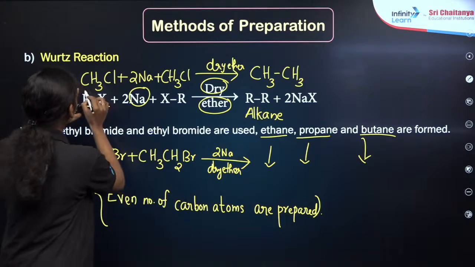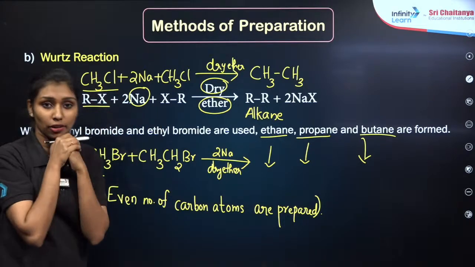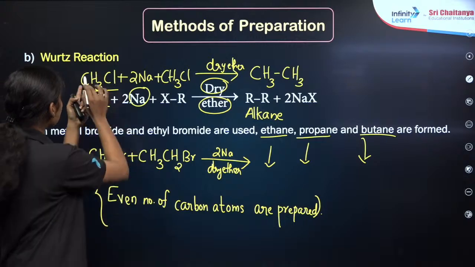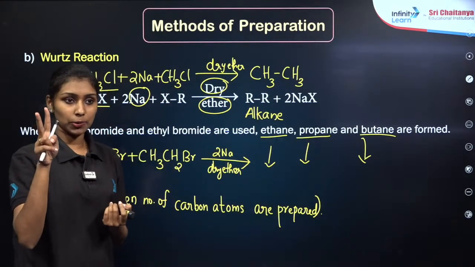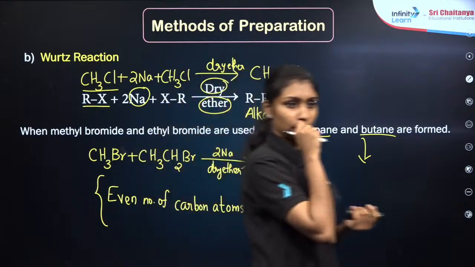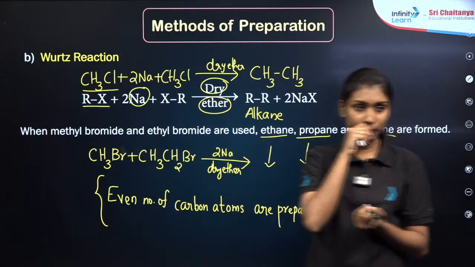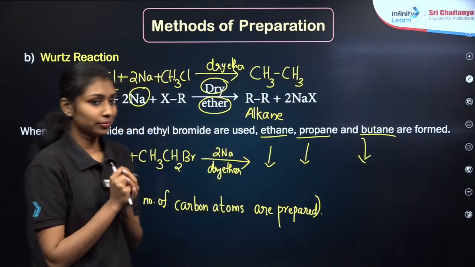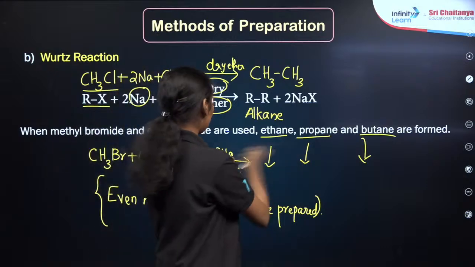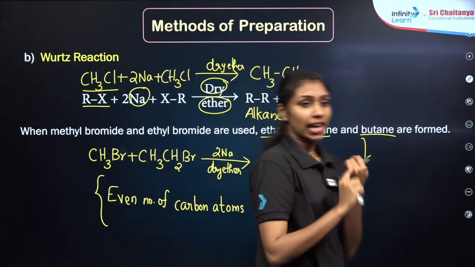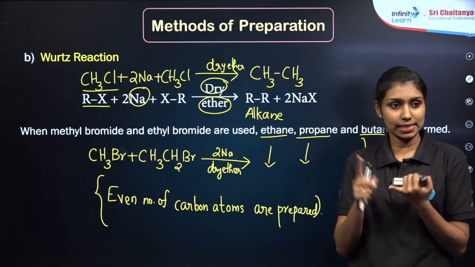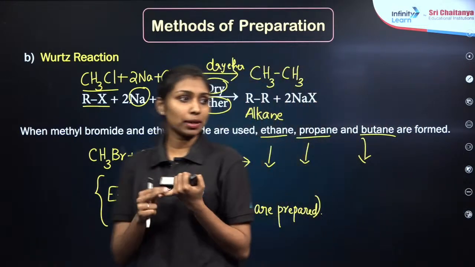Listen here. If I am taking methyl chloride, CH3Cl, and it is producing CH3CH3, 2 carbon atoms are produced. So in this particular reaction, you will get the 3 products. It is based on the Wurtz reaction mechanism. I will be explaining it in detail in the next class because it is a little bit time consuming.